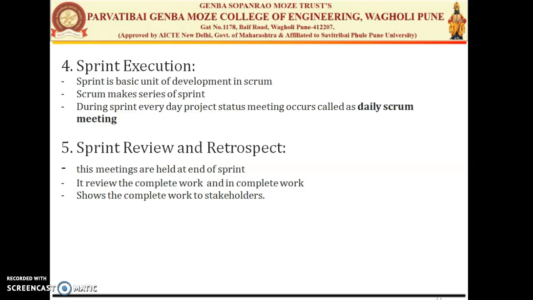Generally the burn down chart is maintained. Again I am repeating, the burn down chart actually shows whatever actual work we have done and whatever we have planned for that particular sprint. So generally the burn down chart is used for analysis of your work, what we have actually planned and what we have actually completed. Okay. So these are all the terminologies which are used under Scrum.